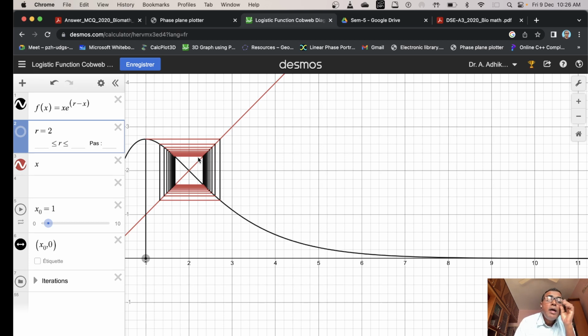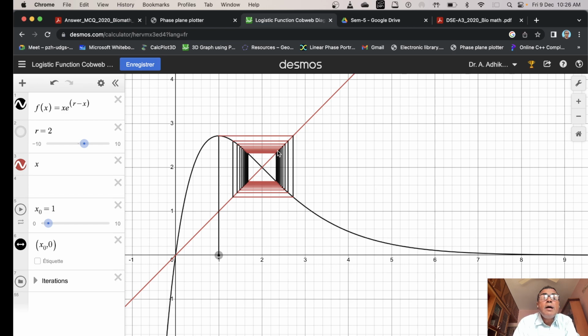Period doubling means if this point is say P and this point is Q, then from the graph, on the x-axis, corresponding to P we get f(P), and corresponding to Q we get f(Q). So f(P) equal to Q and f(Q) equal to P, then this is called period doubling.